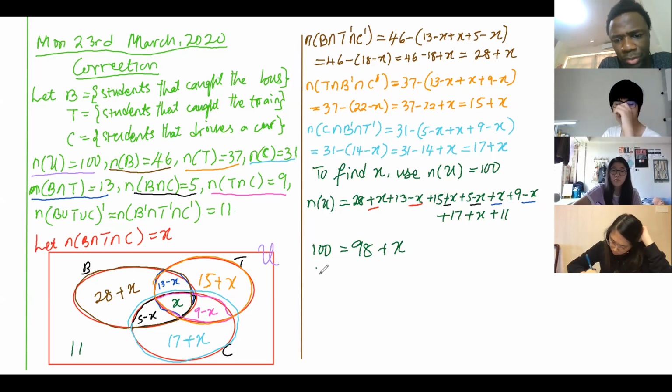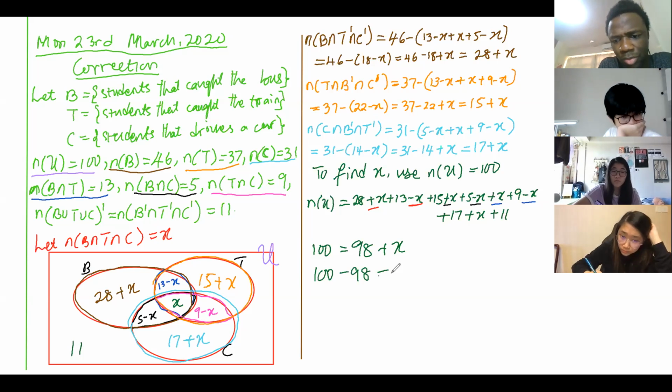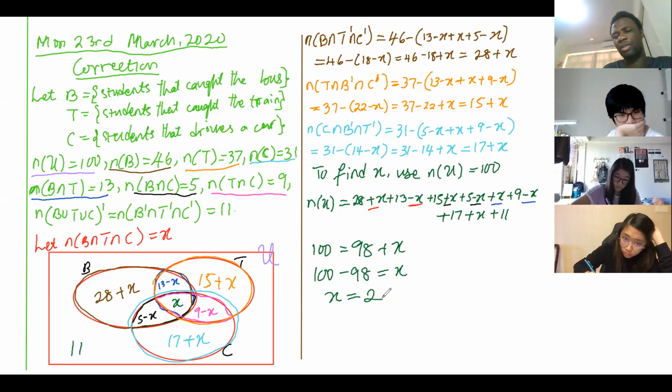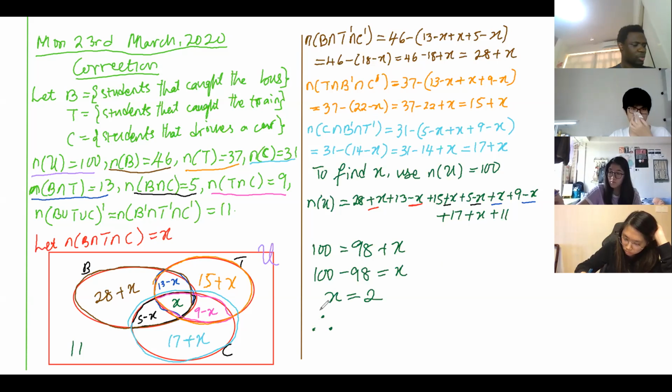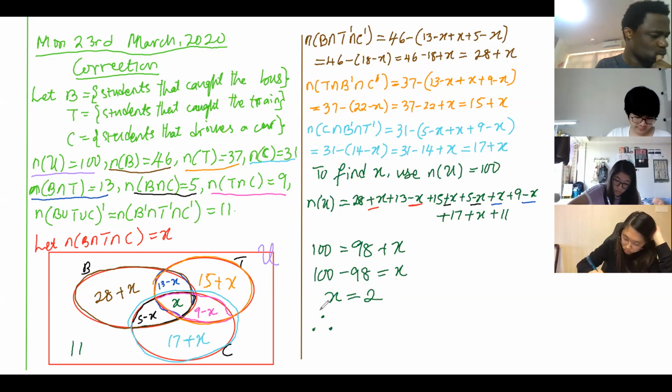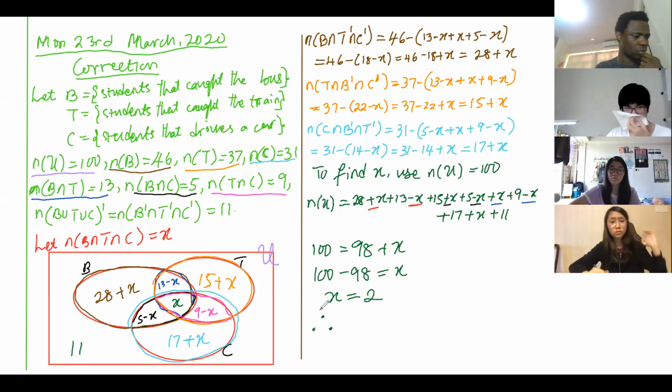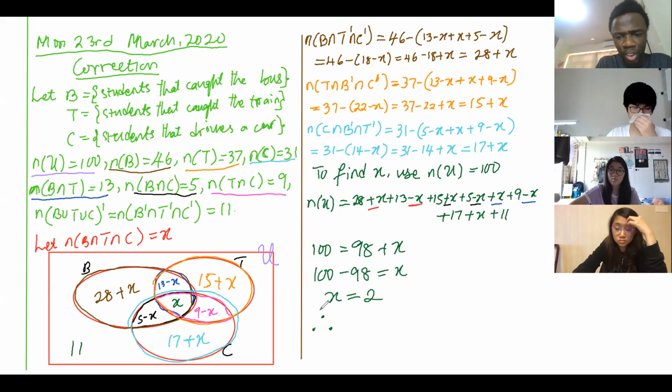So this is a simple equation. 100 minus 98 will be x, and that means, okay, I'm not using this symbol yet, so I'm just going to write on the next line, x is 2. So how do we respond? Anyone? How do we respond to the question? Because this is a word problem, we have to be able to give our answer in words. Therefore, what? The amount of students that use all 3 modes of transportation is 2%. Or you could just say, therefore, 2%, just like the question.